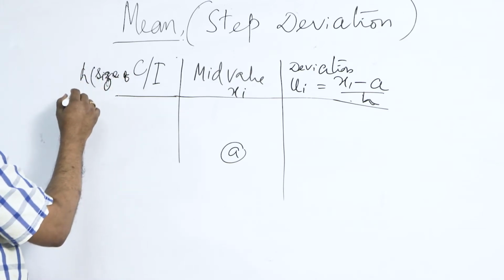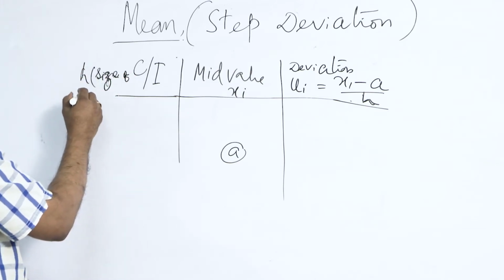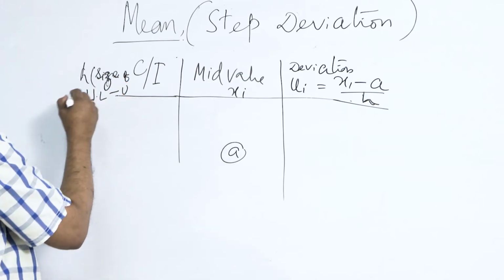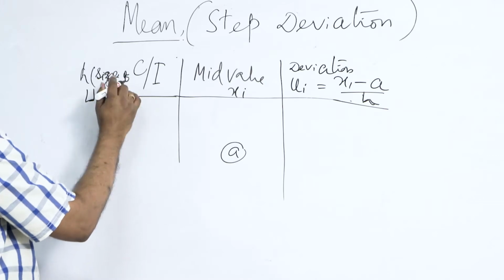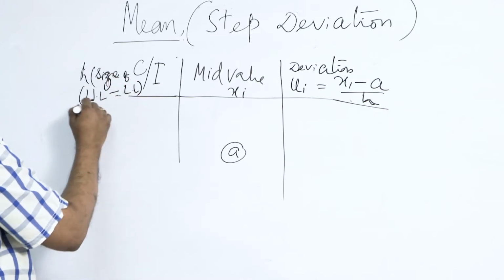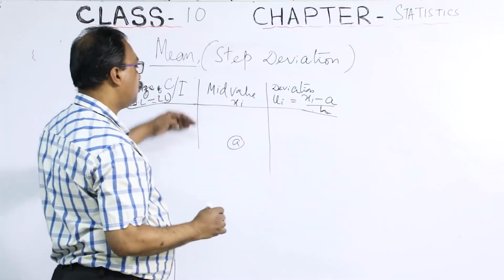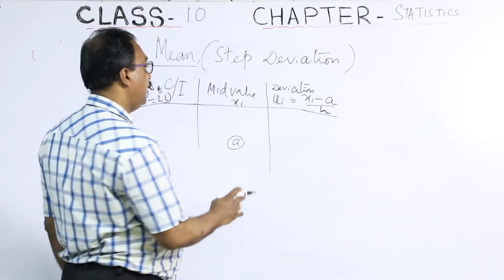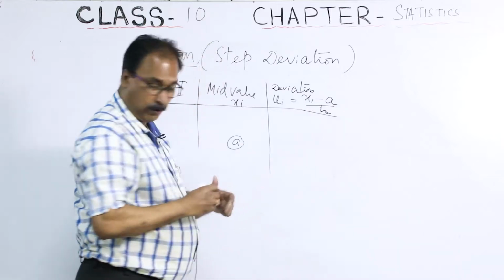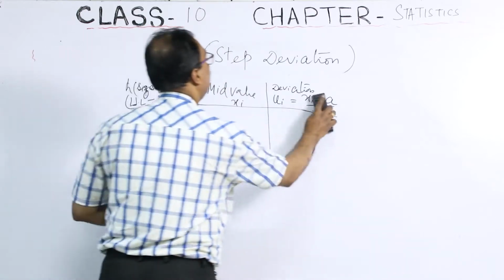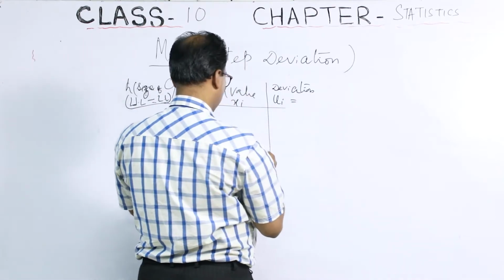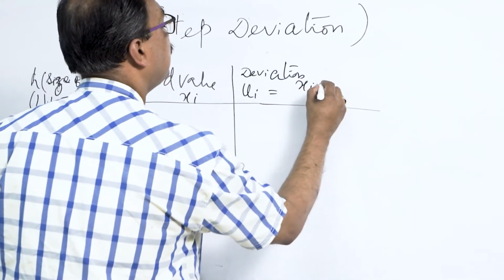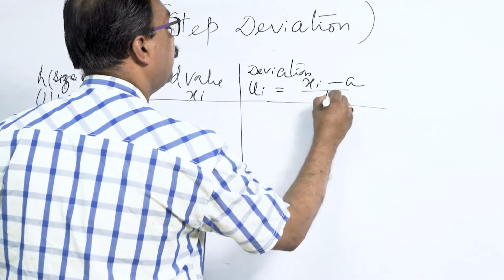h is the difference between the lower limit and upper limit, or upper limit minus lower limit. That difference is h, and it should be the same throughout, all class intervals must be the same, and we consider that as the common h. Understood? Write it a little clearly so you can remember it. So that is ui equal to xi minus a by h.